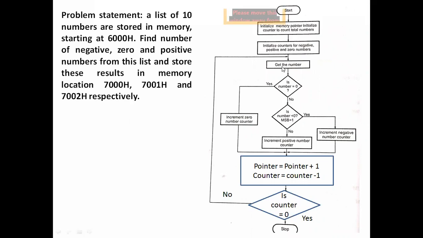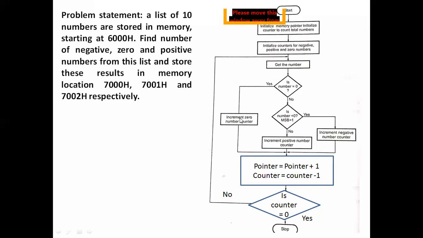Now the process will start of getting the number. Is the number equal to 0? If it is so, we will increment the 0 number counter. Is the number negative? Yes, we will increment the negative number counter. But if the number is neither 0 nor negative, it automatically proves that it is a positive number.